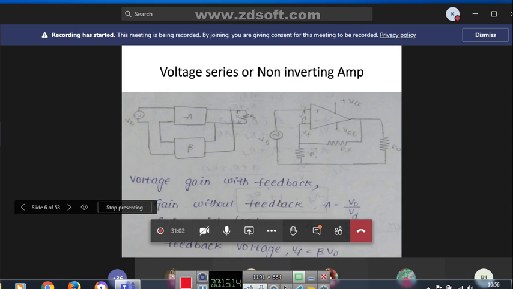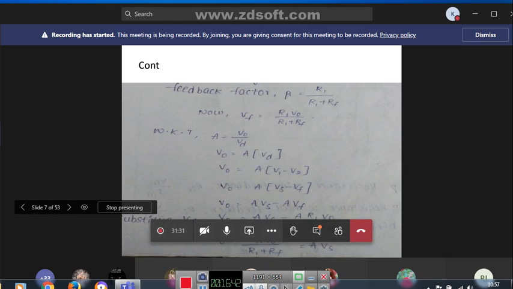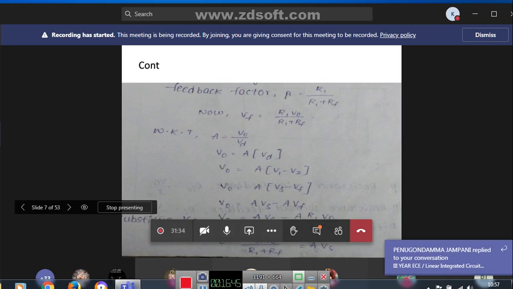Right? So from this, the gain without feedback A equals V0 by Vd, and Vd is the difference voltage. The two inputs, V1 and V2, are applied to the operational amplifier. So we can write Vd equal to V1 minus V2. So V0 equal to A into, in place of Vd, you can write V1 minus V2.